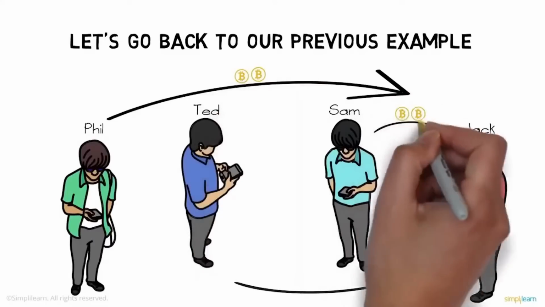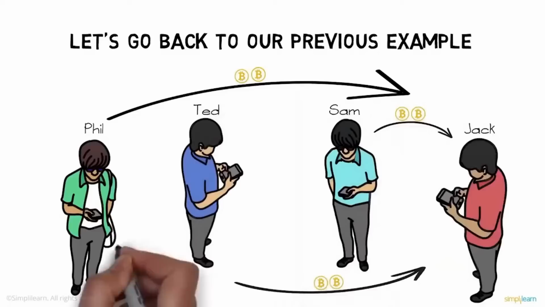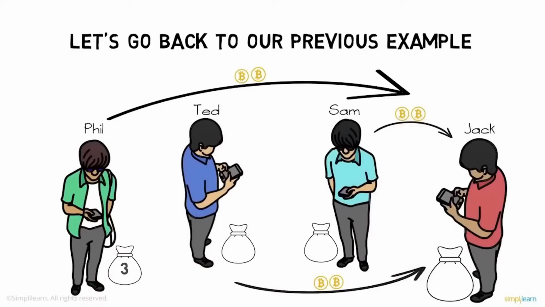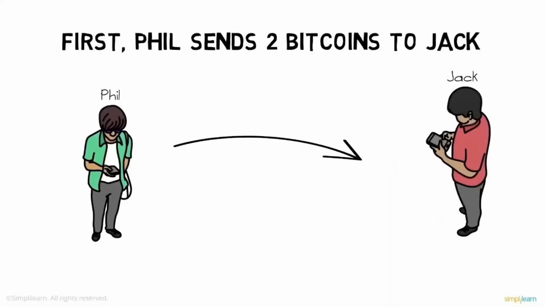Now, let's go back to our previous example and have Phil, Ted, and Sam send Jack 2 Bitcoins each as their contribution to the previous night's dinner. Let's assume Phil, Ted, and Sam have 3 Bitcoins in reserve, while Jack has 5. First, Phil sends 2 Bitcoins to Jack.